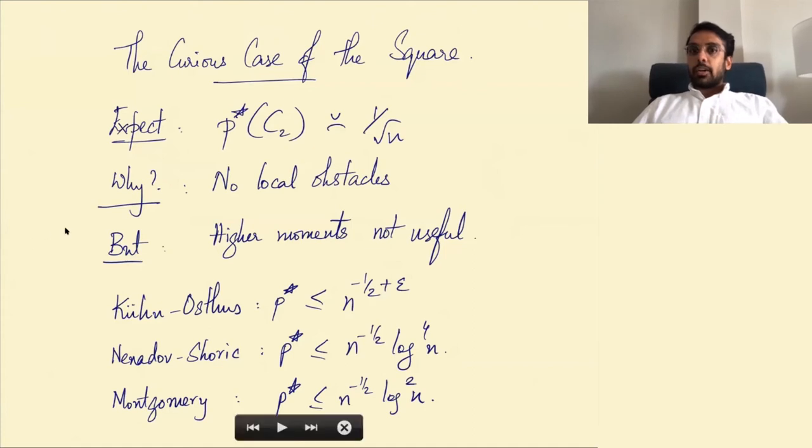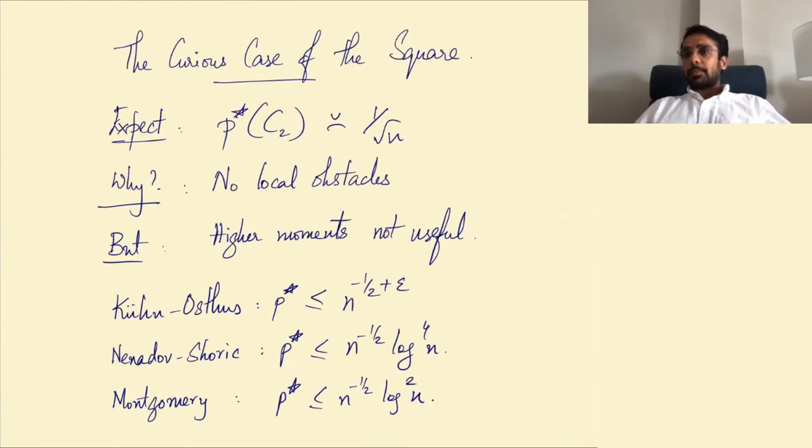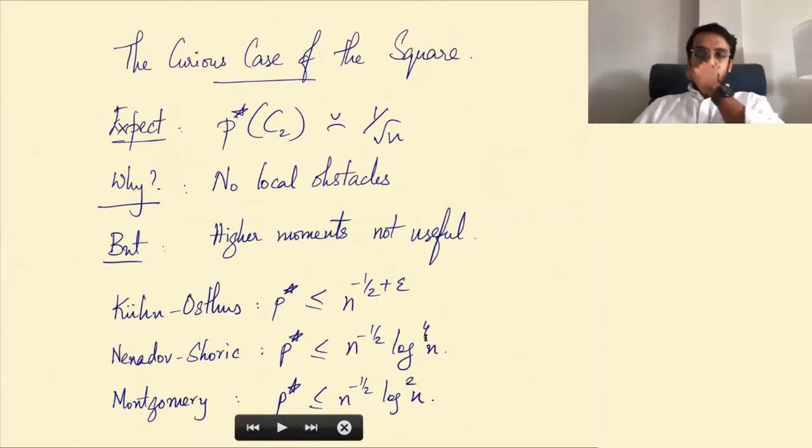And this has therefore spurred on developments in terms of trying to work out what this threshold is by other methods. So for example, Kühn and Osthus showed that the threshold is roughly 1 over square root of n. Namely, they show that it's at most n to the minus 1 half plus epsilon for any fixed epsilon. This was then refined by Nenadov and Škorić, who I believe got it down to something like 1 over square root n times a logarithmic correction, I think the fourth power of log. And I think Richard Montgomery has at least an unpublished improvement to their argument that got him log squared instead of log to the 4.